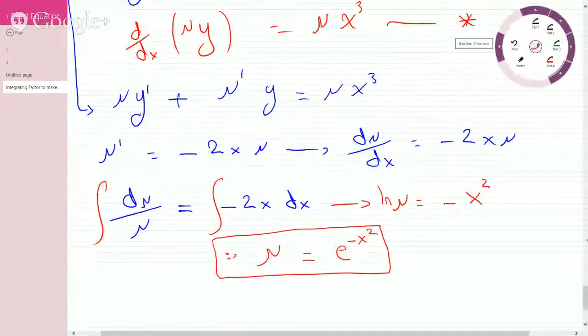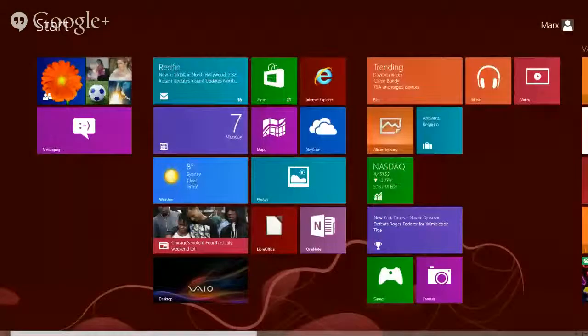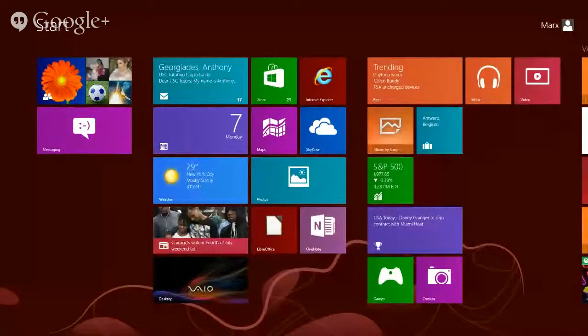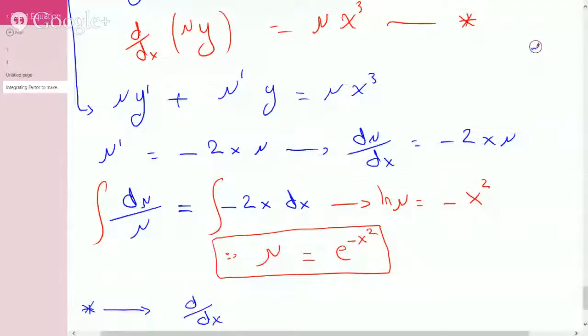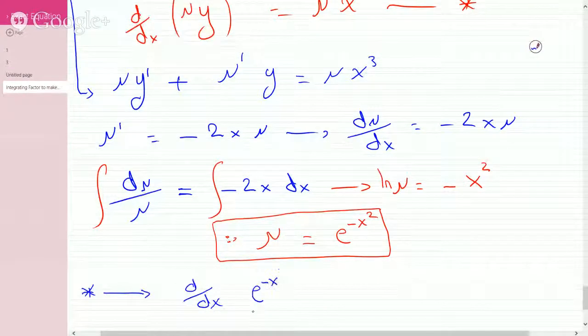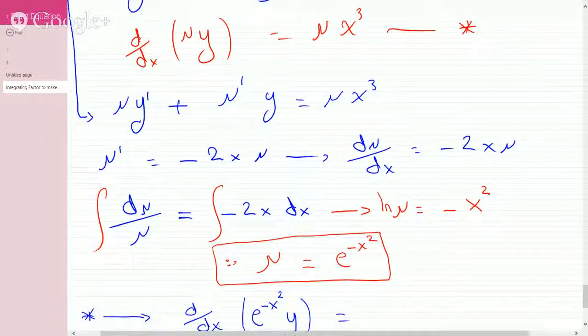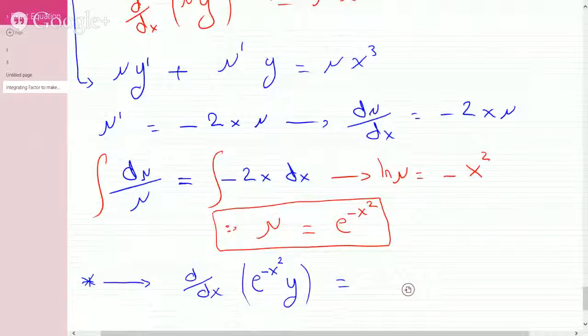So now we will plug this in equation star. So let's change the color. So star becomes d over dx of e to the minus x squared times y has to equal mu times x cubed. So x cubed e to the minus x squared.